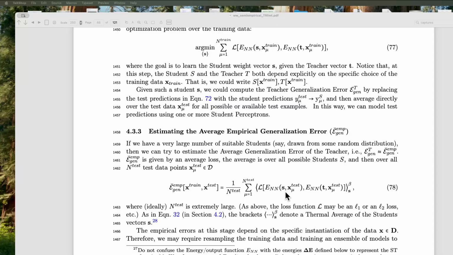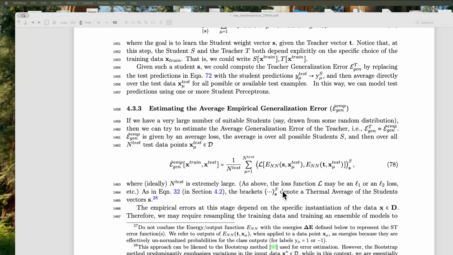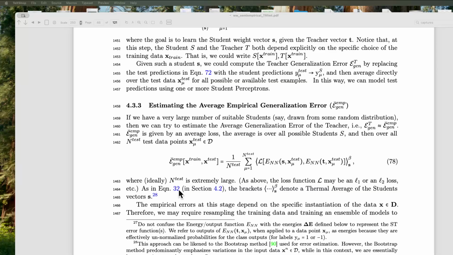But at some point we also want to average over all the students, and we haven't described that yet. So here, this is for a single student, over a very, very large data set. Again, the loss could be L1 or L2. At this point, it doesn't matter. But when you average over the students, I'm taking the loss between the student and the teacher, and you see this bracket, I'm averaging over all the students.